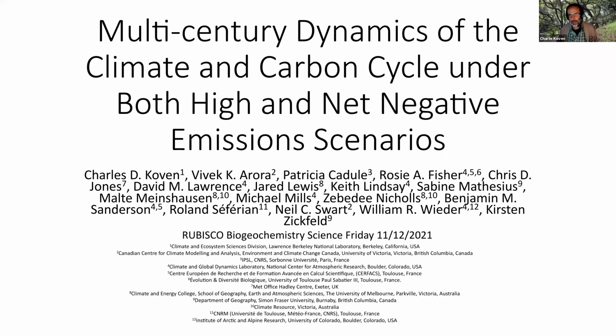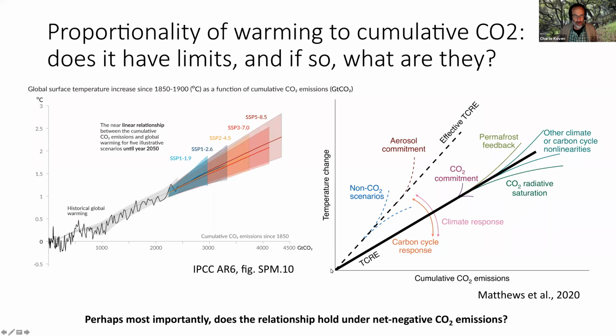The title of this is Multi-Century Dynamics of the Climate and Carbon Cycle Under Both High and Net Negative Emission Scenarios. The key question we want to ask here is about the proportionality of warming to cumulative CO2 emissions. Does this proportionality of warming to emissions have limits? And if so, what are they?